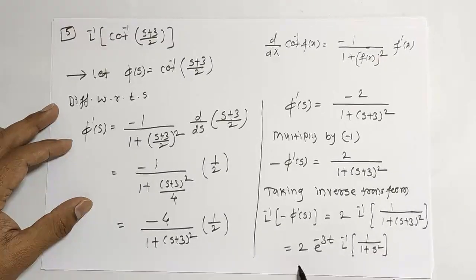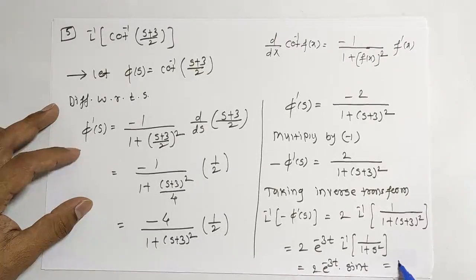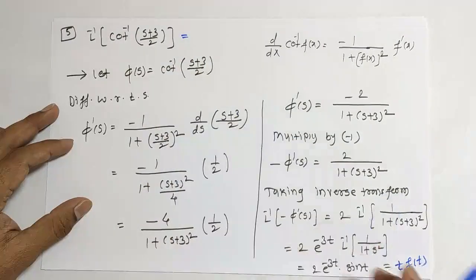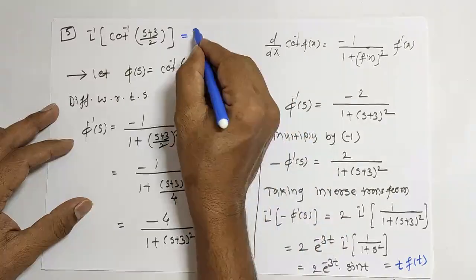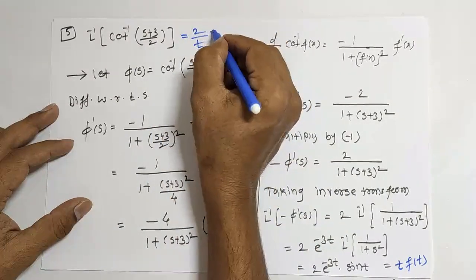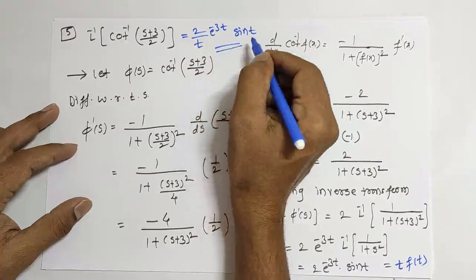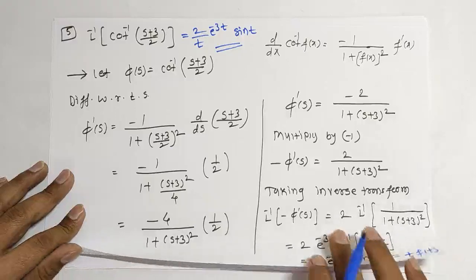तो ये तो साइन बन गया. So 2 times e to the power minus 3t into sin t, and this is equal to, by formula we know that this is equal to t into f of t. So final answer of this question is f of t is equal to 2 by t, right? 2 by t e to the power minus 3t into sin t. तो ये मेरा फाइनल आंसर है.